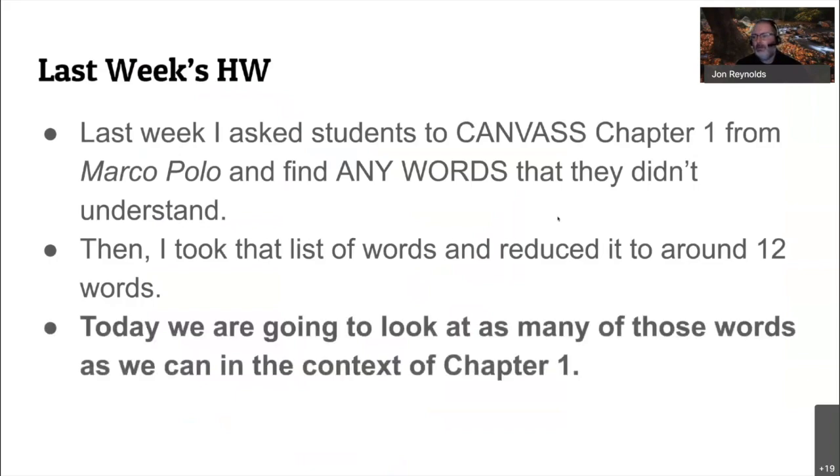Now, here's what we're going to do today. We're going to go back to chapter 1 of the Marco Polo story, and we're going to try to describe, give me a definition to help us in understanding those words. Now, I'm going to apologize to everyone right now. We probably don't have time to do all 12 words. We're going to try to do as many as we can.